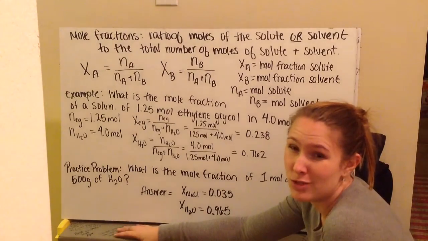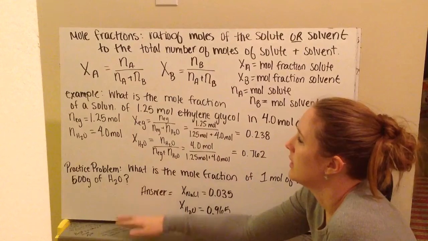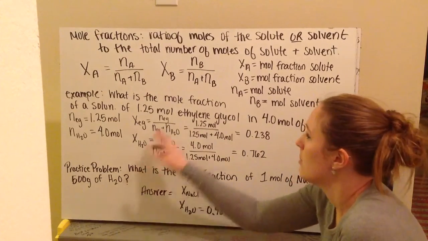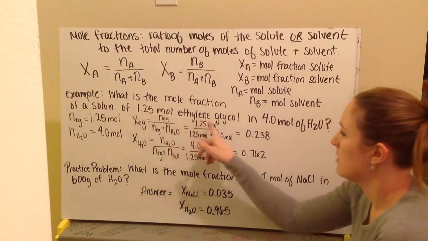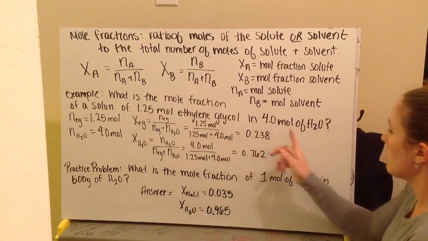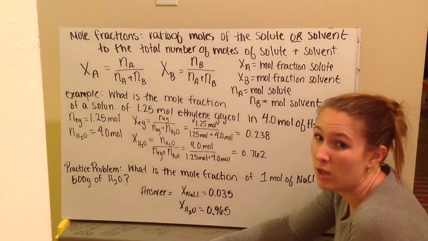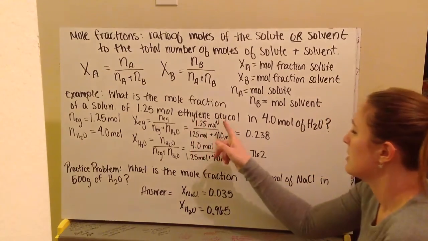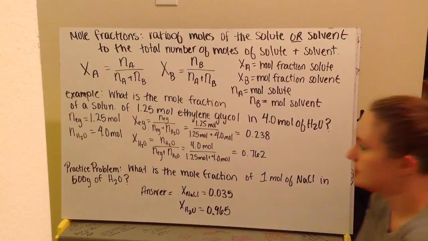Again, they're fractions, which are commonly like percents. It's the part divided by the whole. Okay? So your first example is: what is the mole fraction of a solution of 1.25 moles of ethylene glycol in 4 moles of water? So we need to determine what's our solute and our solvent. Well, our solute is ethylene glycol because it's dissolved in our solvent, which is water.